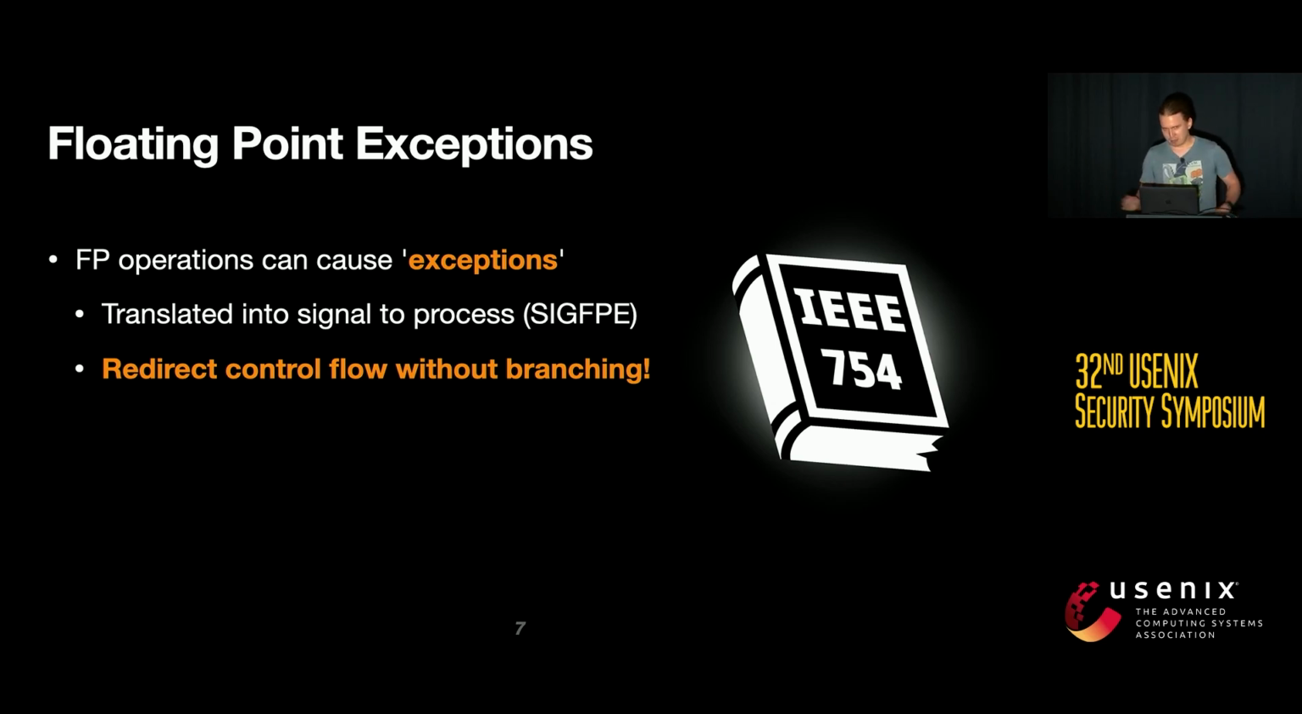You might see them, and essentially from a normal user perspective, you get SIGFPE, the floating point exception signal. The nice thing about them is they redirect control flow to the signal handler, but they don't do branching. There's no prediction going on or anything like that. So that seems like a really good fit.